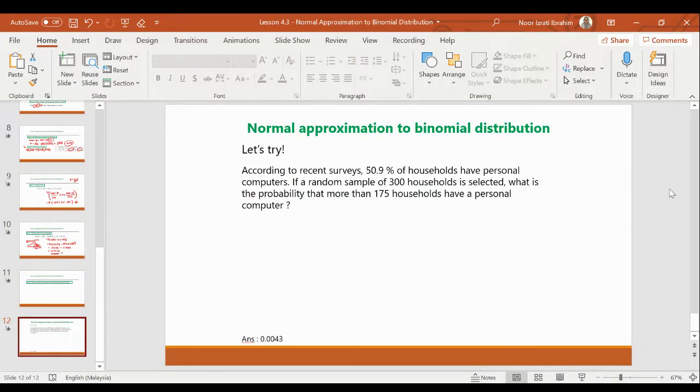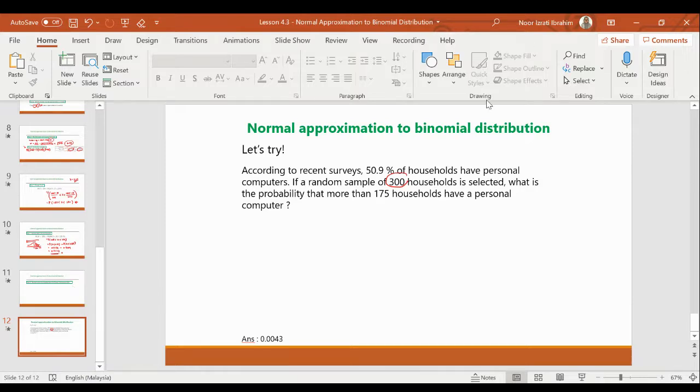Another question here, let us try. According to the recent survey, 50.9% of households have personal computer. If a random sample of 300 households is selected, what is the probability that more than 175 households have personal computer? So here, when we look at this variable, whether the household has a personal computer or does not have one, there are two outcomes only. So when there are two outcomes only, that means this is discrete binomial.